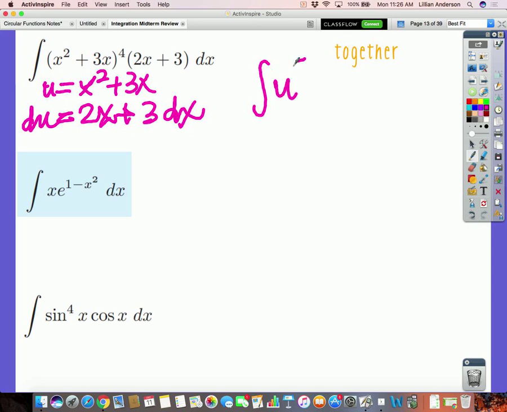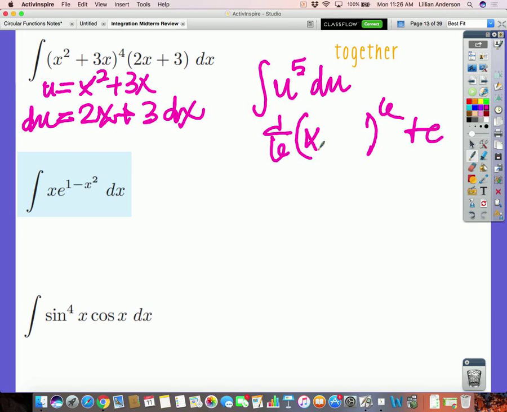The integral of u to the 5th du. What's the antiderivative of u to the 5th? 1/6 u to the 6th plus c. But we're not going to write in a u. We're going to write in what? X squared plus the 3x. And I know everything is going together. That's why I do not like using this board. But I hope everybody can make out what I've written up there.